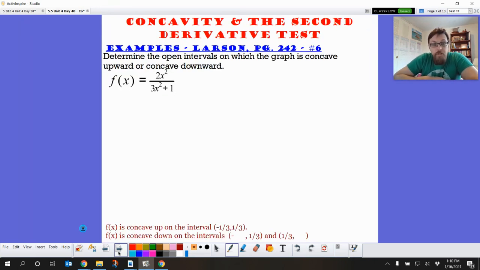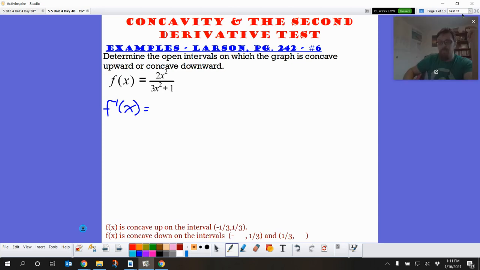Determine the open intervals on which the graph is concave upward or concave downward. So doing that concave upward and concave downward test again. First thing I need to figure out is what my second derivative of this function is going to be. So, oh boy, I'm going to have to do quotient rule like the wind. So f prime of x equals, and I'm going to zoom in a little bit just so I have a little more space and it's easier to write. There we go.